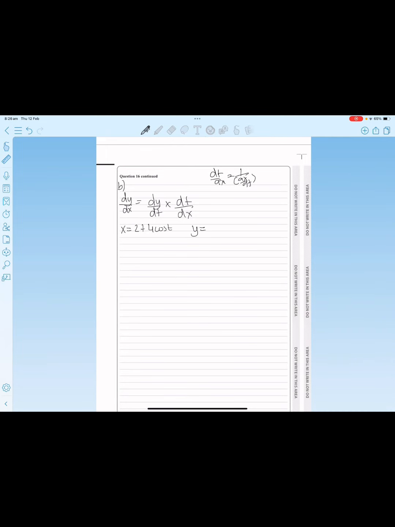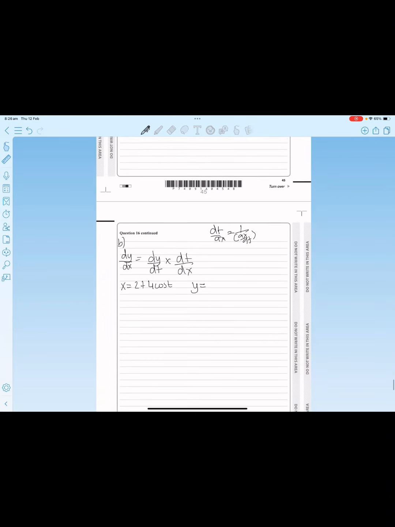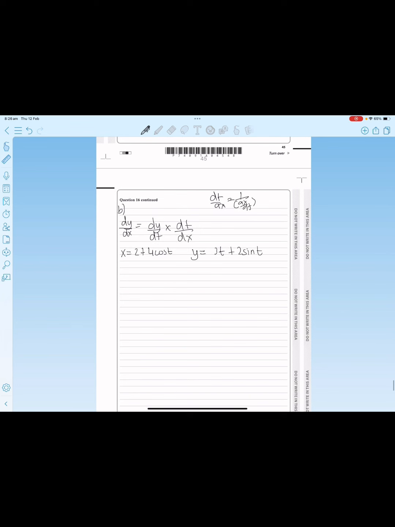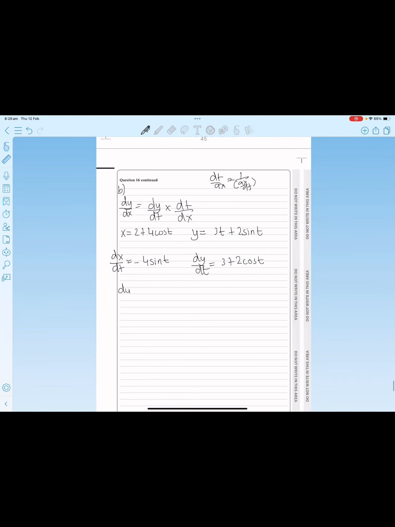And I know y is equal to 3t plus 2 sine t. So let's differentiate both x and y with respect to t. Let's do x first. dx/dt, cos differentiates to minus sine, so you would get minus 4 sine t. And dy/dt would just be 3 plus, sine differentiates to cos, so 3 plus 2 cos t.